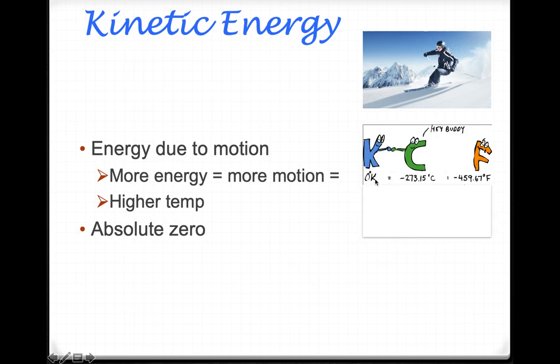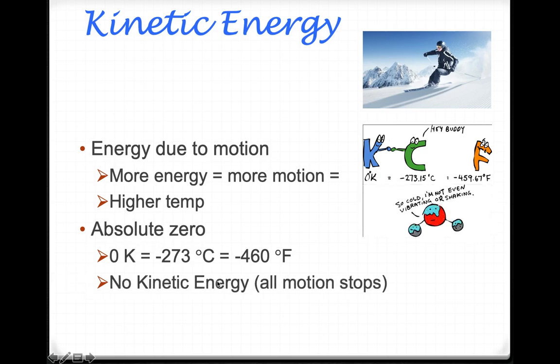Absolute zero is in the Kelvin scale of chemistry versus Celsius versus Fahrenheit. So 0 Kelvin would be negative 273 degrees Celsius or negative 460 degrees Fahrenheit. So think of it this way. You have a lower temp, which means there is less motion, which means there's less energy. So it'd be all the opposite. Absolute zero is the moment where there's no kinetic energy. That's why it's zero, absolute zero.